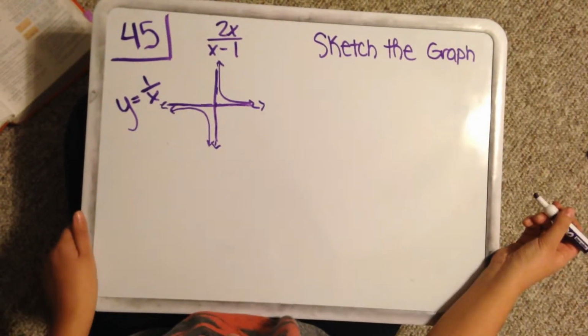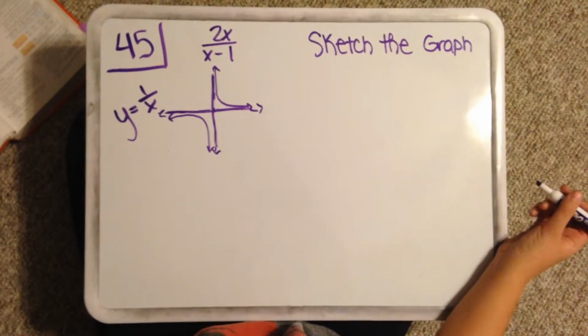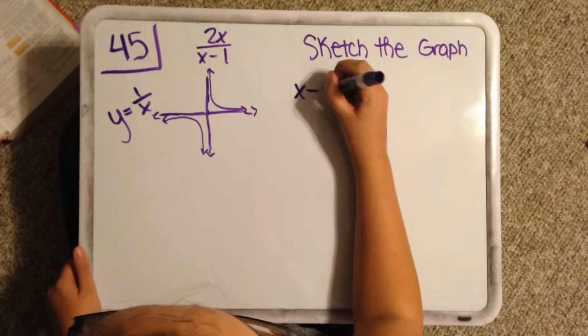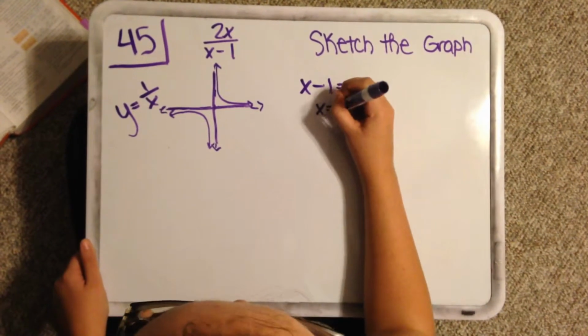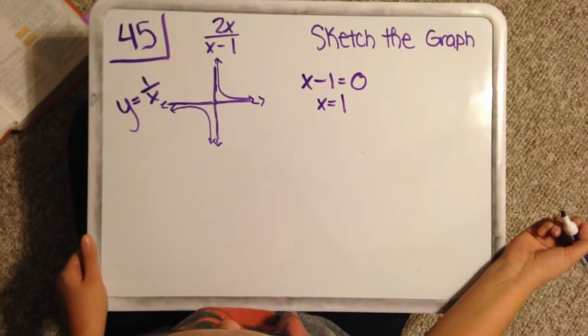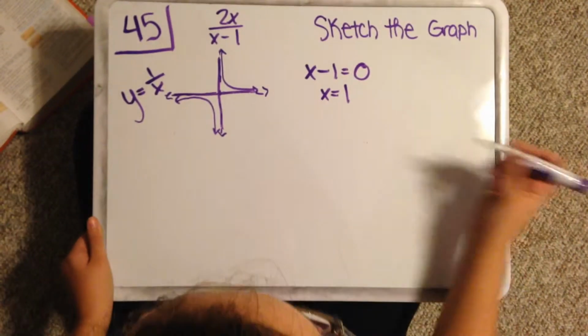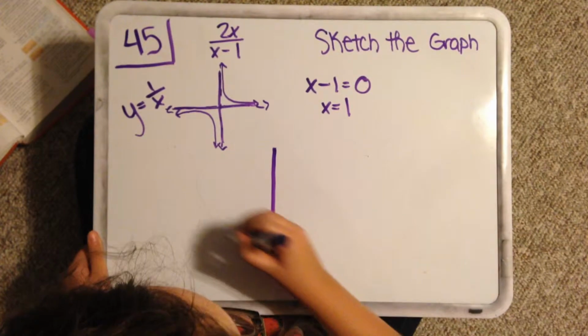And the way to figure out if your asymptotes have moved is to set the denominator, in this case x minus 1, equal to 0. And so x equals 1, there's an asymptote. And so you can plot your graph.